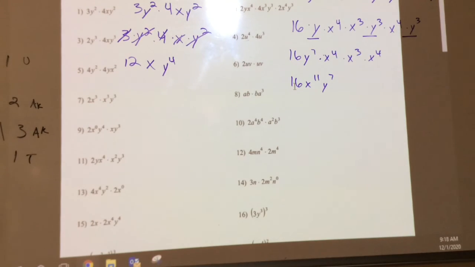Wait, okay, what problem are we at? Number 2. So we're doing a lot of addition. I was reading. Excuse me? We're doing a lot of addition.